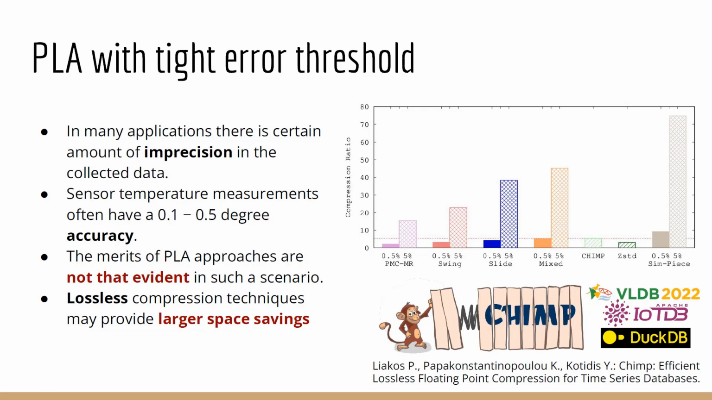If we set the error threshold at 5% of the signal's range, we see that the PLA approaches offer better space savings than CIMP. However, it is important that we provide better space savings than lossless algorithms when the accuracy is high. And it's also important that we improve the space savings that PLA algorithms provide, even when the desired accuracy is not that high.